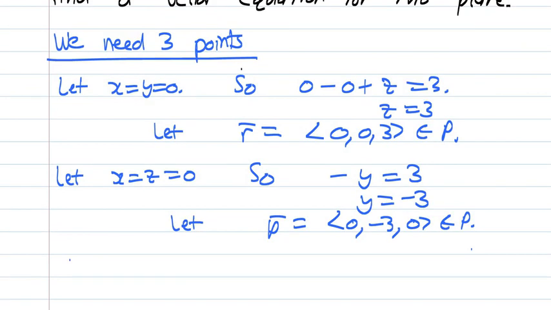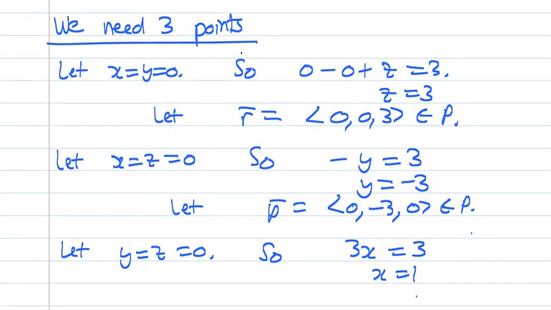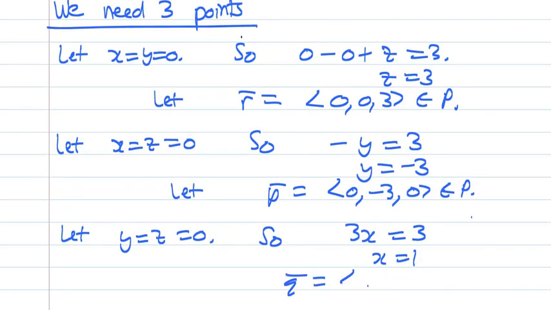Alright, now I'm going to need another point. Remember, for a line, you need 2 different points. For a plane, you need 3 different points, not all lying on the same line. So now I'm going to make y equal to z equal to 0. If we plug it into our plane and we solve this, we get that 3x is equal to 3. So x is equal to 1. So now we get a point Q. The x value is 1, the y value is 0, and the z value is 0. That is also sitting on the plane P.